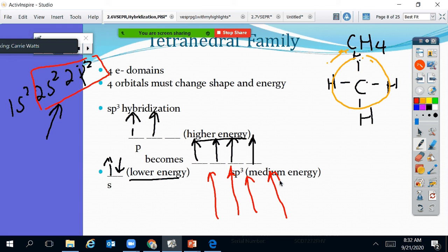And I'm going to show you a quick way to calculate or to understand or remember hybridization. Because there's an S and P and 3. So S has 1, P has 3. Yeah, you'll see.